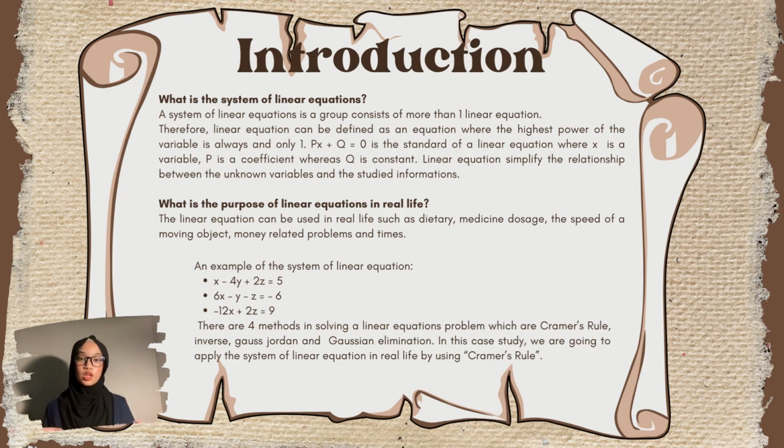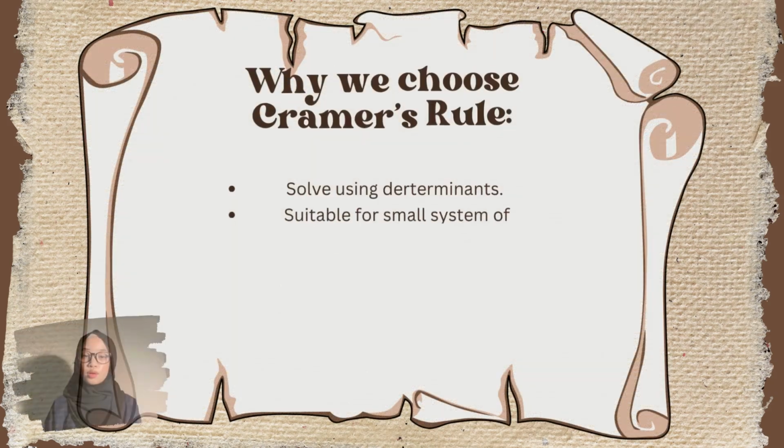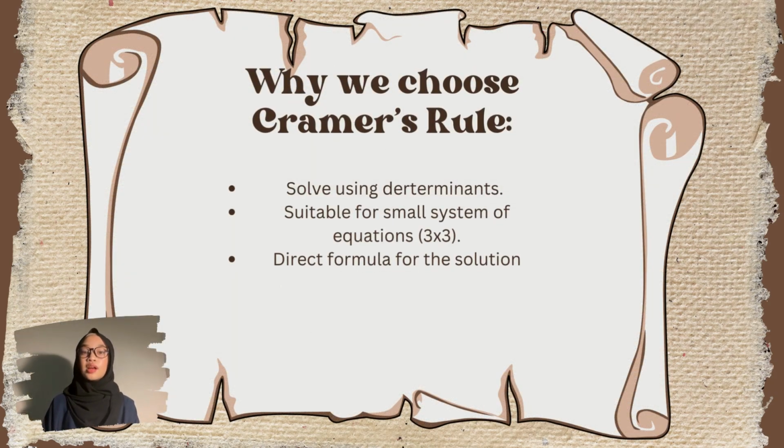So in this case study, we are going to apply the system of linear equation in real life by using Cramer's rule. Why do we choose Cramer's rule? Cramer's rule uses determinant to solve an equation. This formula is also suitable for 3x3 matrices, which is a small system of equation. And Cramer's rule also provided a direct formula for the solution.